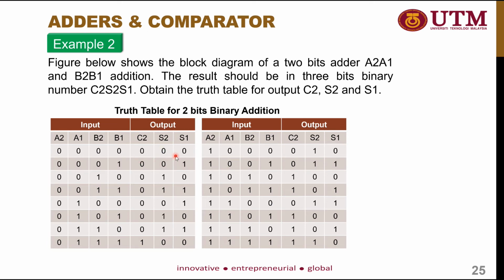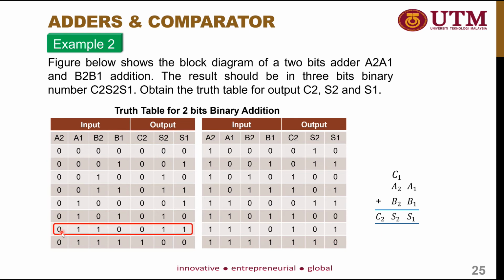So in order for you to obtain the truth table for the output, you need to use the conventional method of binary addition. For example, when A2 is equal to 0, A1 is equal to 1, B2 is equal to 1, and B1 is equal to 0. So it will become 01 plus 10. So when we compute the binary addition, 1 plus 0 equals 1 with carry 0. And then 0 plus 0 equals 0. 0 plus 1 will be equal to 1 with carry 0.